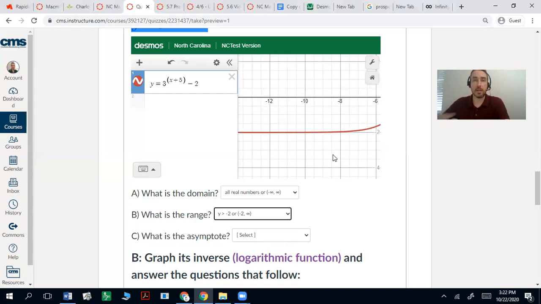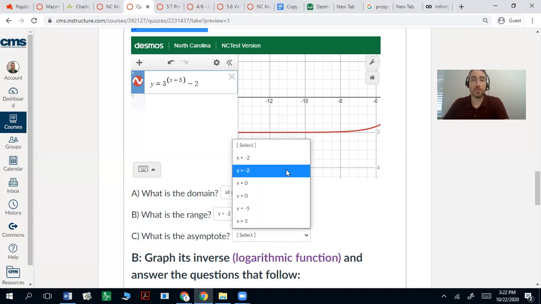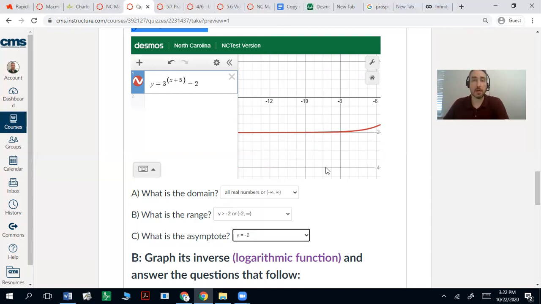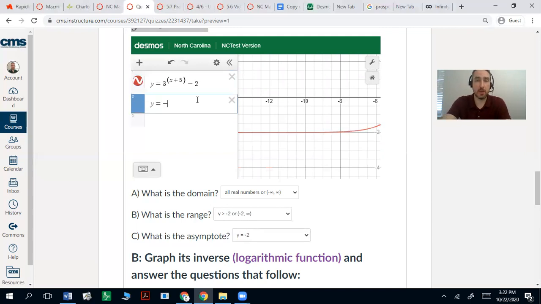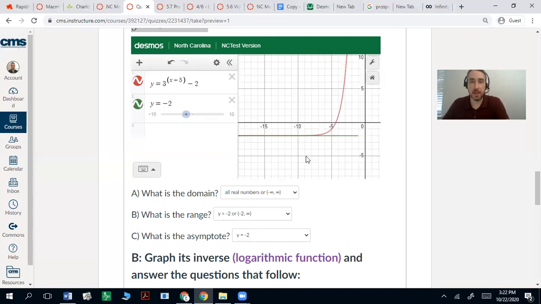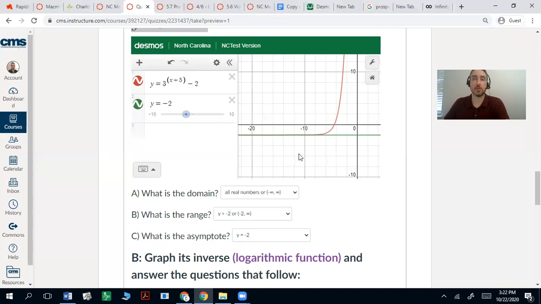And the asymptote, again, is a horizontal asymptote, and that's going to be y equals -2. Because if you graph y equals -2, you can see that you got a flat line that this graph never touches or crosses over.